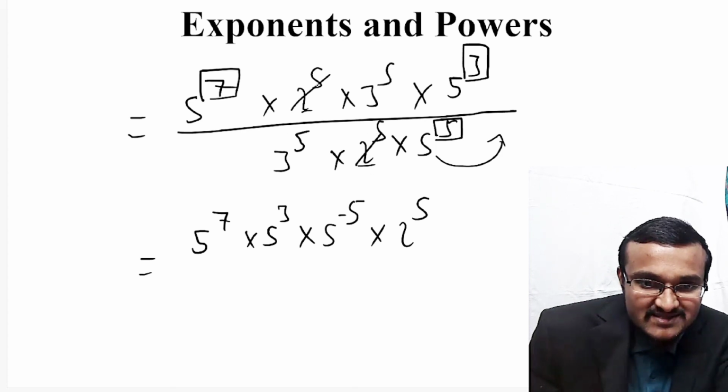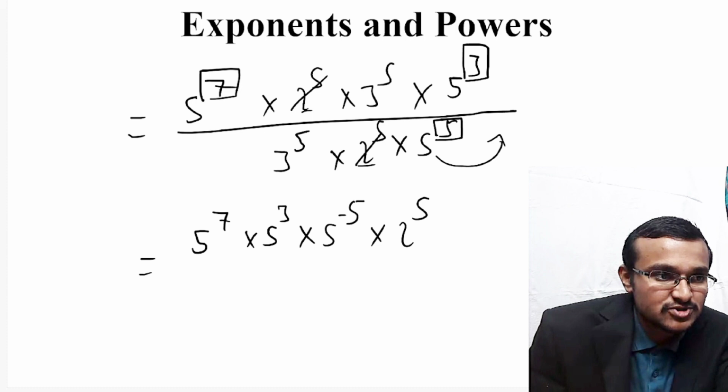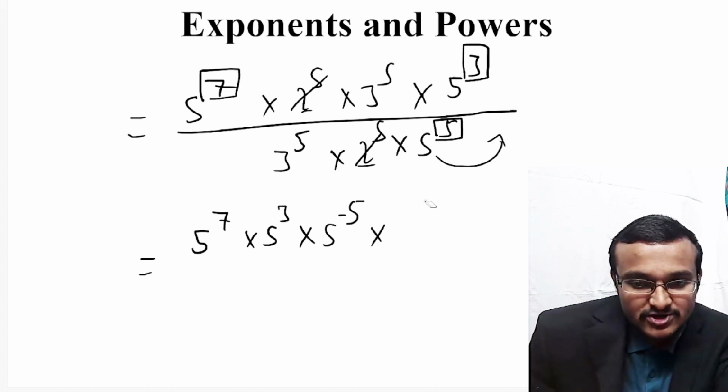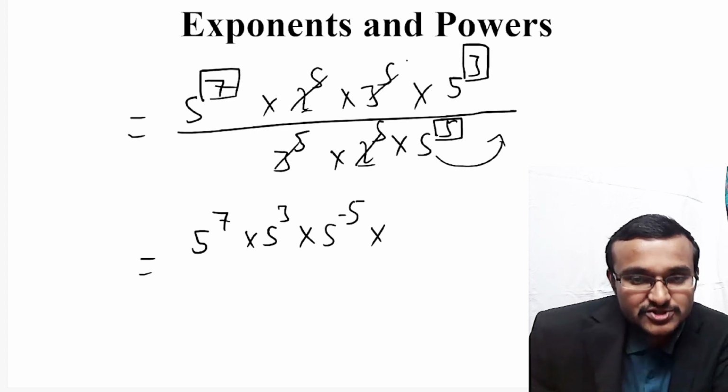So you can directly cancel this 2 power 5 and 2 power 5. So no need to bring that 2 power 5 to numerator. So 2 power 5, 2 power 5 you can cancel. This particular 3 power 5, 3 power 5 also you can cancel easily. Now you just bring this 5 power 5 to numerator, it will become 5 power minus 5.